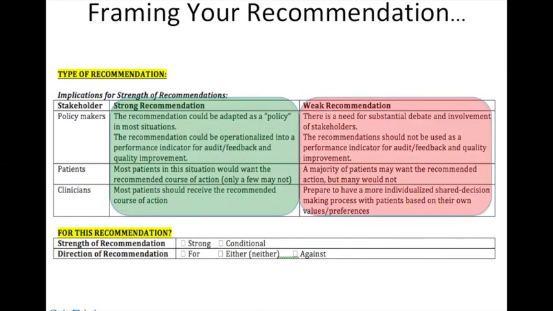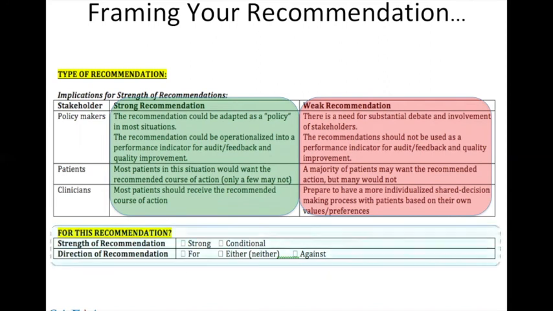Now, for a weak or a conditional recommendation, there still has to be some debate and involvement of stakeholders. So this is where giving the patients more say and shared decision making. They always have the final say, but more information to make their own judgments is more important. Recommendations shouldn't be used for performance metrics and audit and feedback and quality improvement. From a patient perspective, a majority of the patients may want the recommended action, but many would not. So again, more conversation needs to be had and more options have to be laid out for the patients between you and the clinician. And from a clinician perspective, you're going to have more information at your fingertips. So when patients start making their own judgments based on values and preferences, you can help inform that process as they get there.